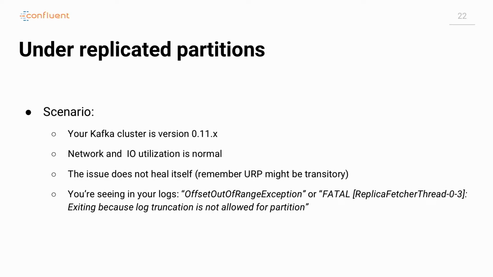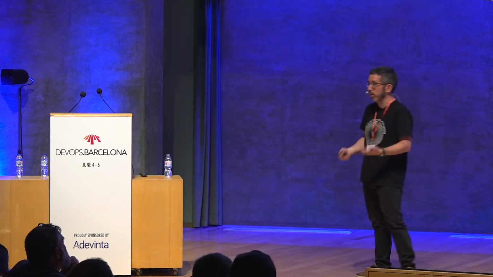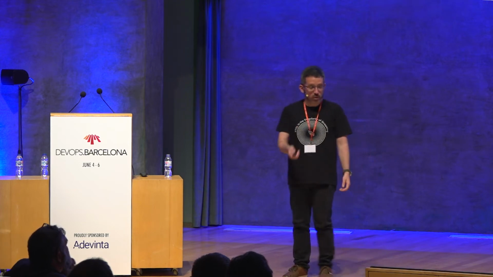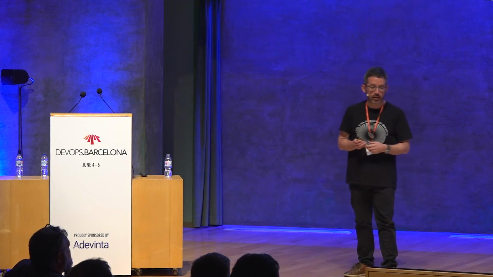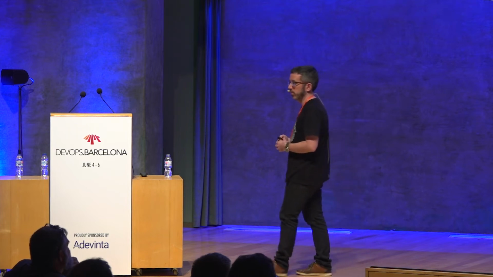The scenario is this. You have a Kafka cluster version 0.11, quite old. Your network and I/O utilization, as in this funny picture that I show you, is normal. The issue does not heal by itself. Remember, under-replicated partition might be something normal. And when you look at your logs, you see this thing: offset out of range exception, or fatal replica fetcher thread, exiting because log truncation is not allowed for partition.